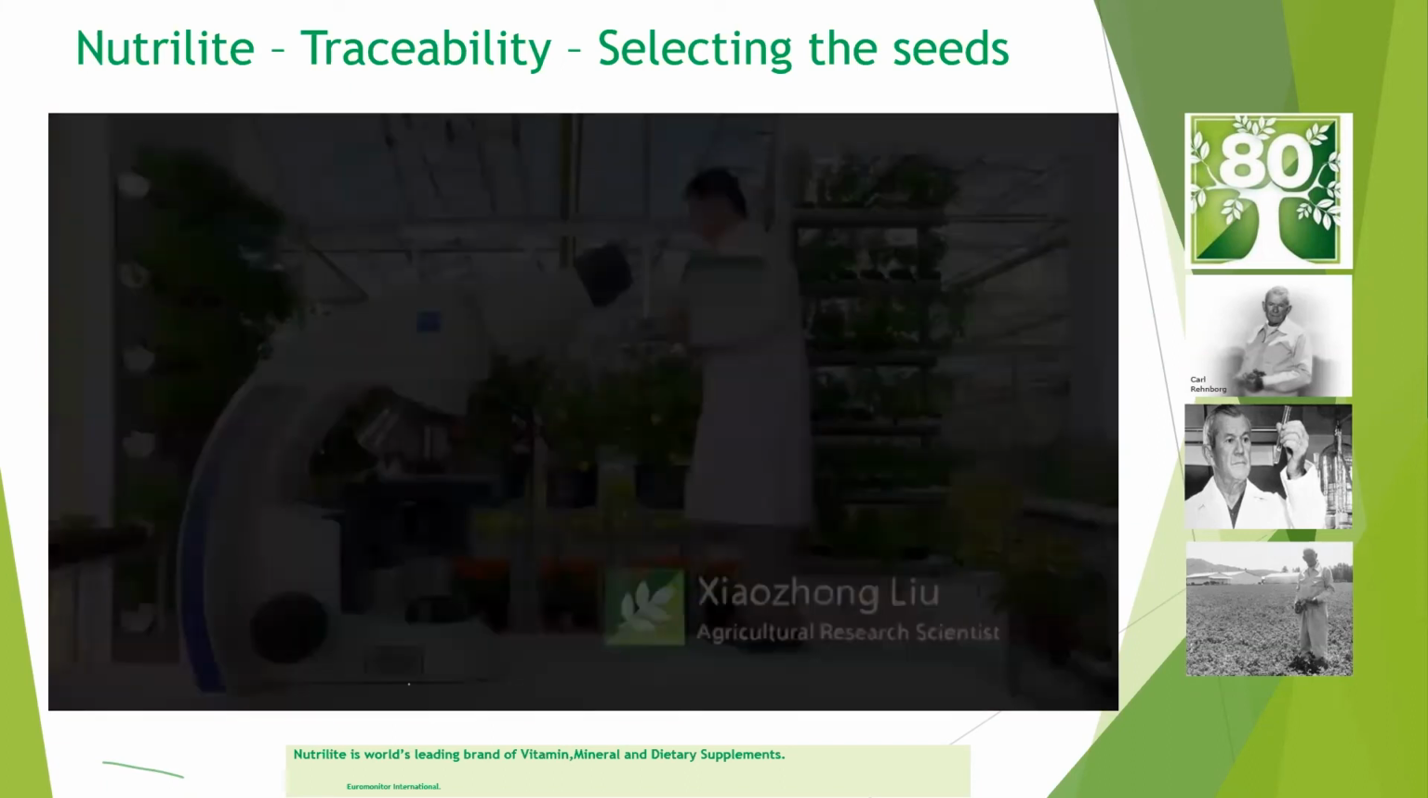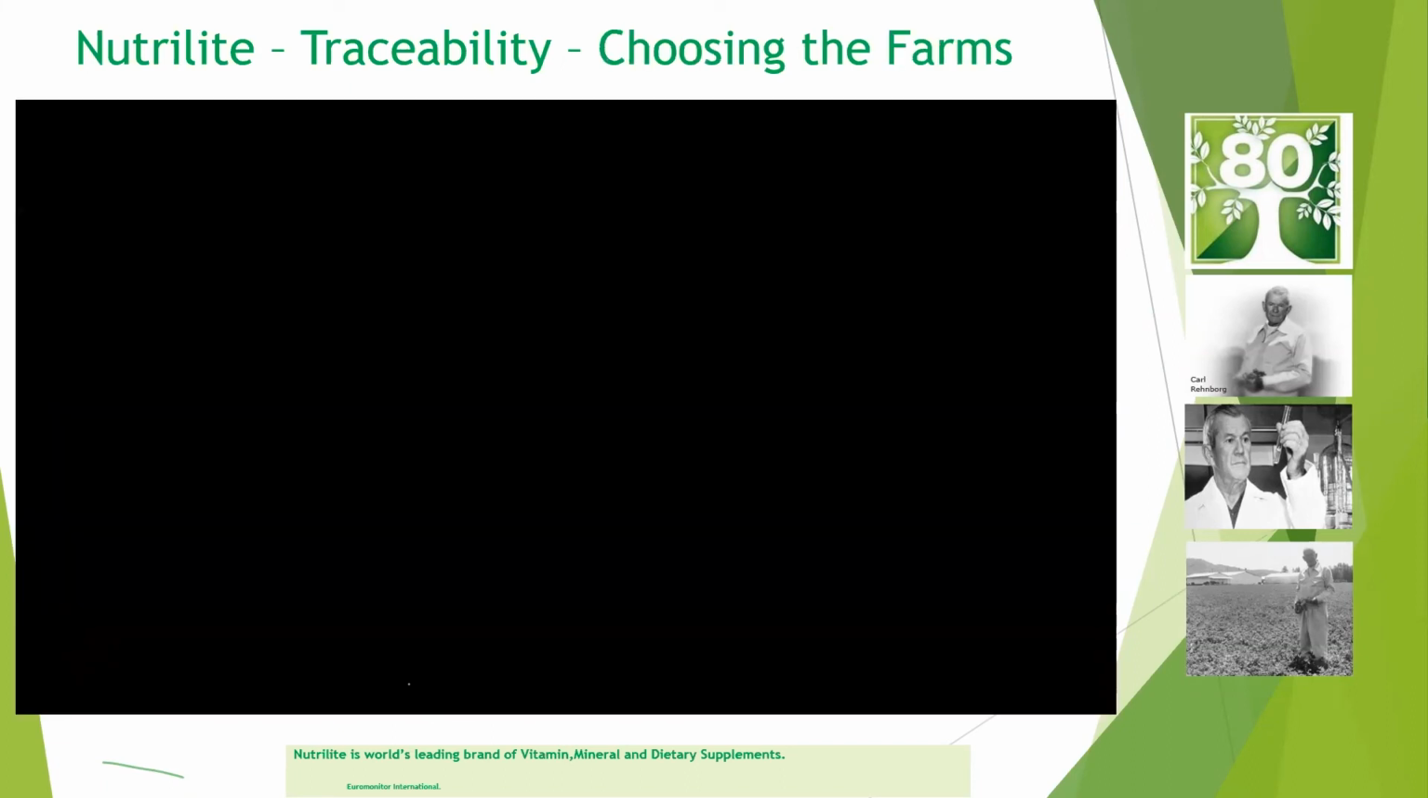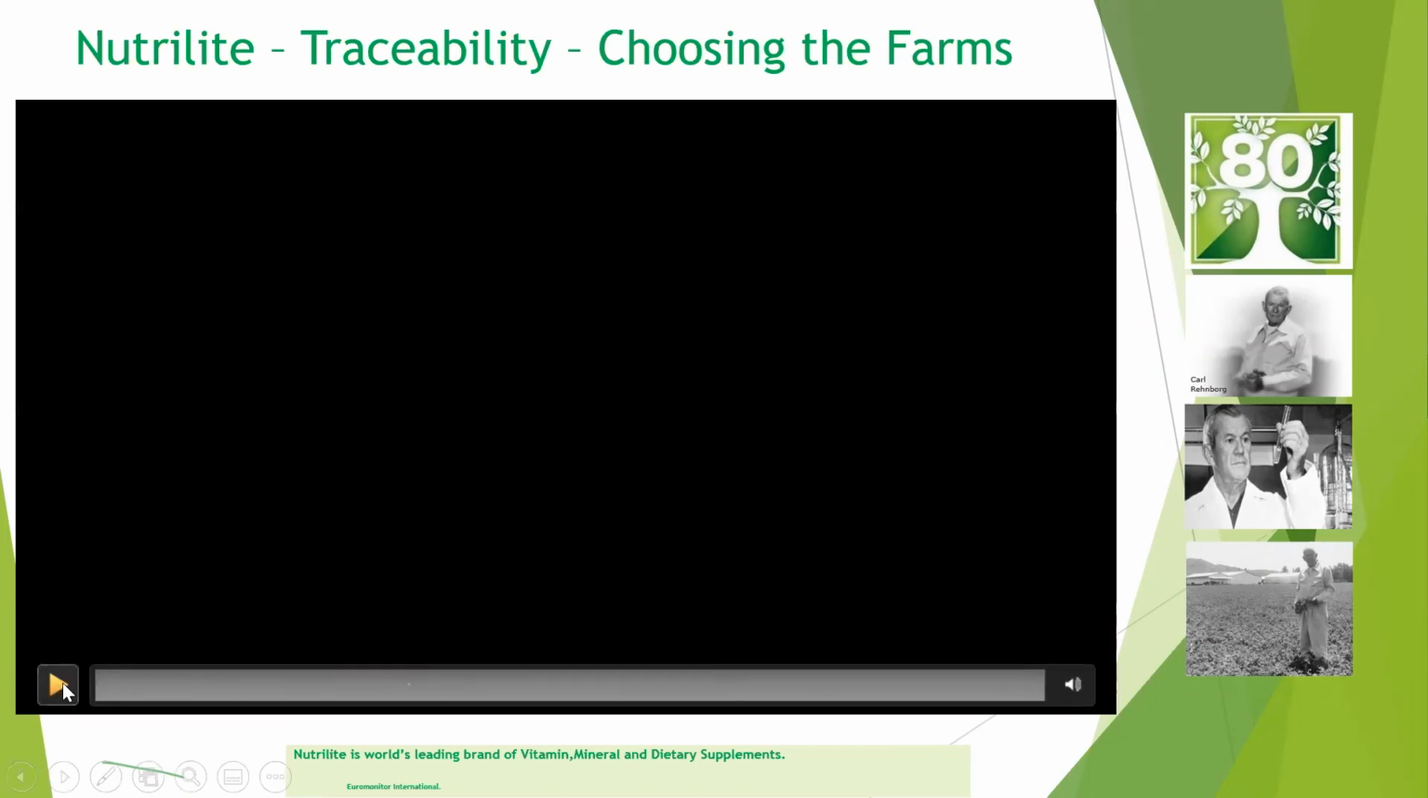So that was about selecting the seeds. Now, where will you grow these seeds? That's very important. What kind of farms? So here we have the next important step in the traceability of this, which is choosing the farms.